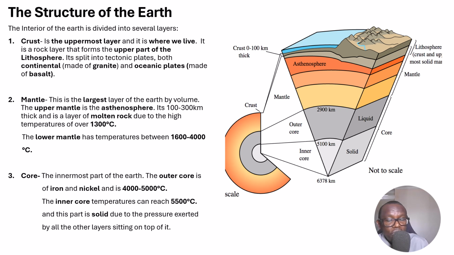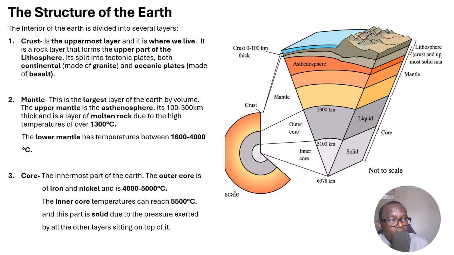And the two types of tectonic plates that we have in the lithosphere are the continental crusts or continental plates. Those ones are made of granite. And then we also have oceanic plates, which are made of basalt. These ones are underneath the ocean. Then we have the mantle, which is the second layer of the Earth.